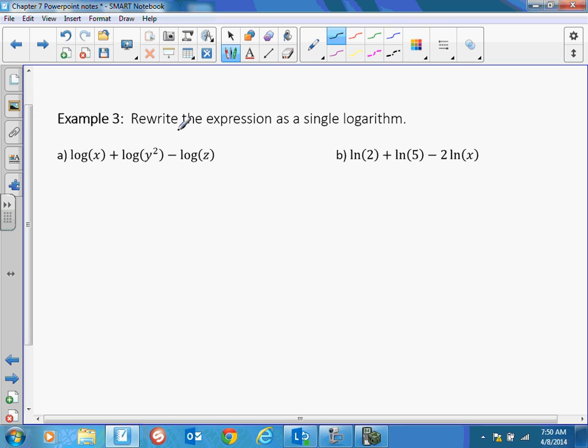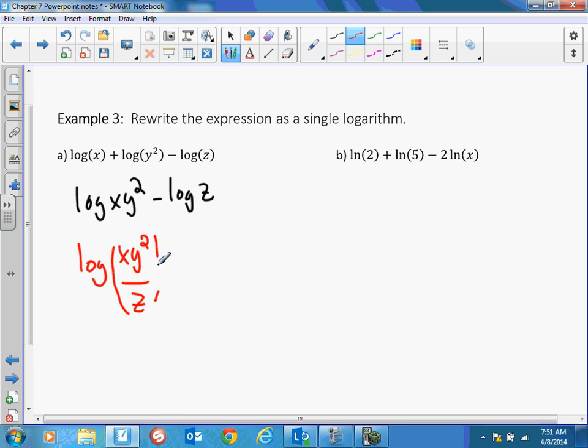Okay, this one we're going backwards, rewriting as a single logarithm. So we got a plus, that means we're going to multiply. So let's multiply x and y squared together. So it'll be log x y squared minus log z. Then the next step, since we have a minus, we can divide that. So we're just going to put the z underneath to write a single logarithm. So we're going to have log x y squared over z. And that'll be your answer. That's written as a single logarithm. Okay, the pluses multiply together and the minuses divide.